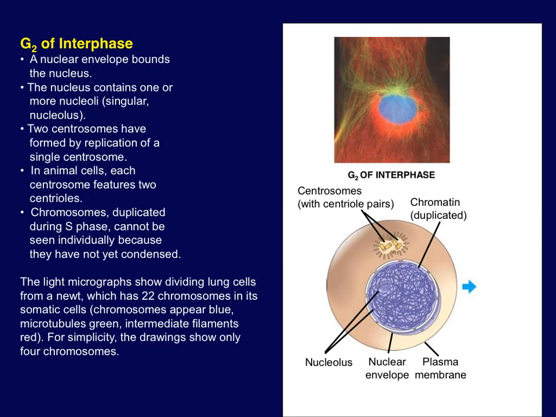Each of the following slides is going to go through each of the phases. So this is the end of G2 phase. There's a nuclear envelope. The nucleus contains one or more nucleoli, singular nucleolus. Two centrosomes are formed. Chromosomes are duplicated. And then we'll go on to the next.